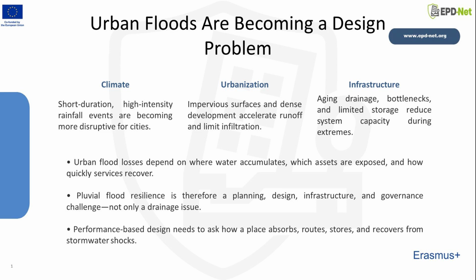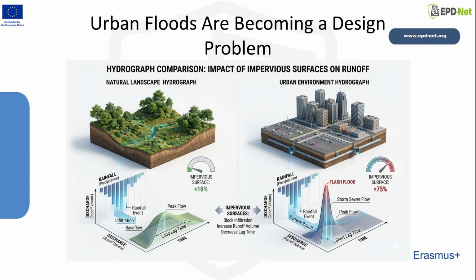And 5. Argue for interdisciplinary, socially inclusive decisions, because flood risk is unevenly distributed and adaptation choices can either reduce or deepen inequities. Urban floods are increasingly a design problem because 3 drivers are moving in the same direction. Climate change is shifting rainfall extremes, short duration, high-intensity storms can produce disruptive runoff even when the total daily rainfall is not unprecedented. Urbanization amplifies that signal.